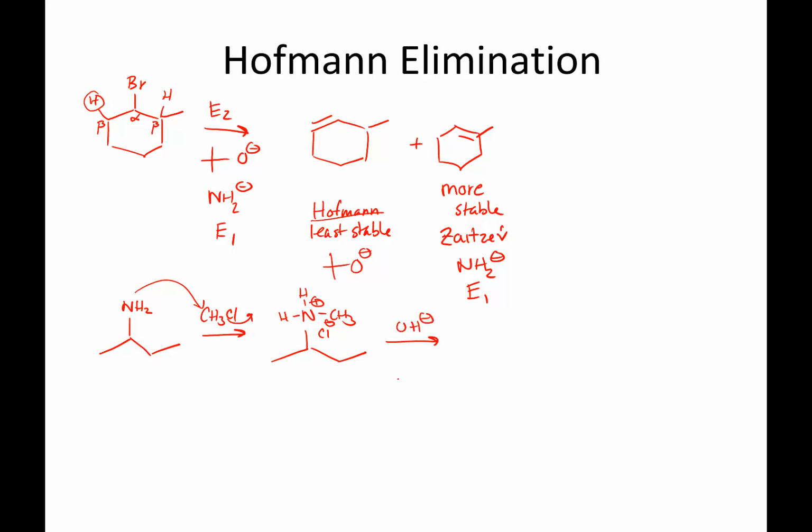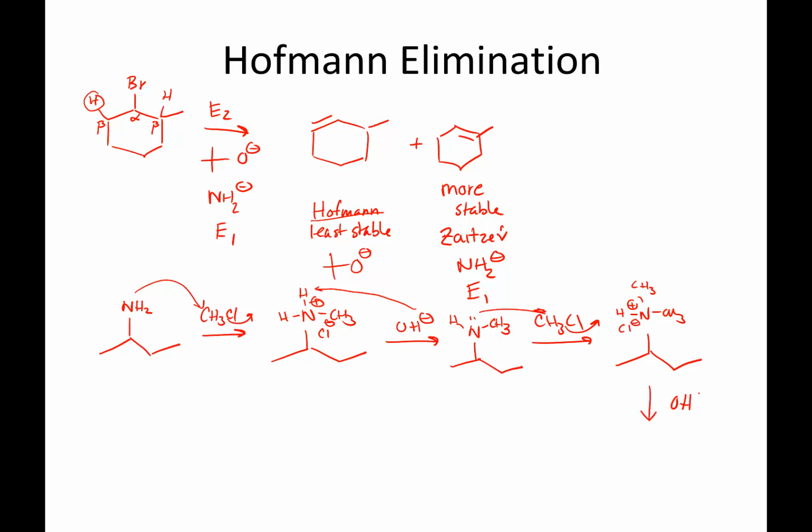I treat that with base, and the base is going to remove one of the hydrogens, so I'm going to form the free amine. Let's treat that with a second equivalent of methyl chloride. We're going to do another SN2 reaction. I'm going to form another ammonium salt, and the chloride is going to be the counterion. I'm going to treat this with hydroxide. The hydroxide is going to come in and remove that hydrogen. So now I've formed my tertiary amine.